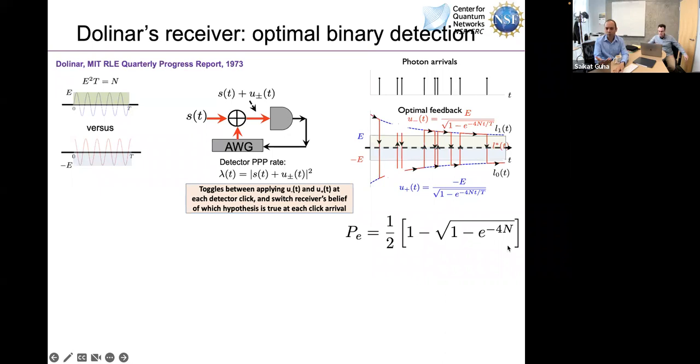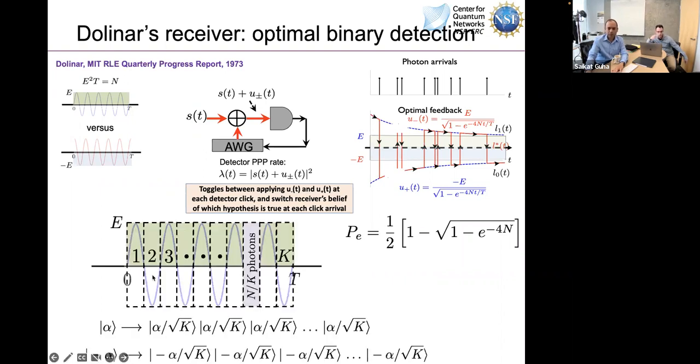It's almost like magic. He was just trying this receiver design, and he knew how to calculate this formula and worked it out. It was fantastic. There is one nice intuitive way to understand the Dolinar receiver.